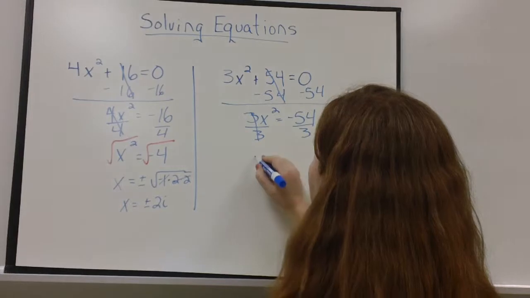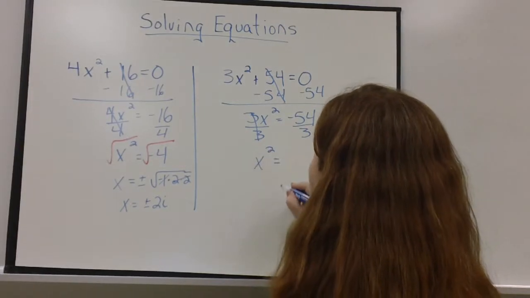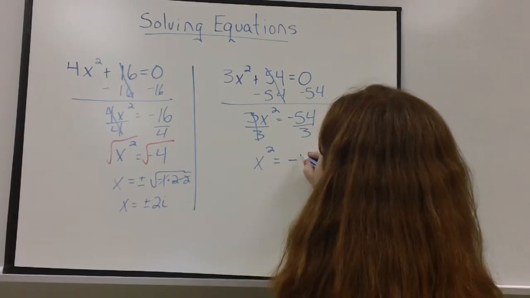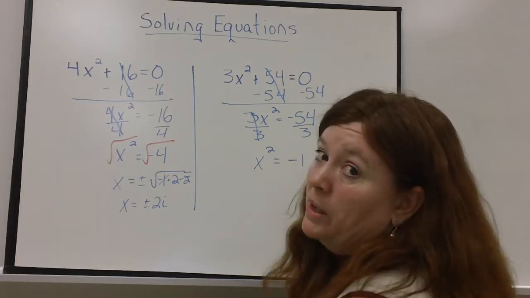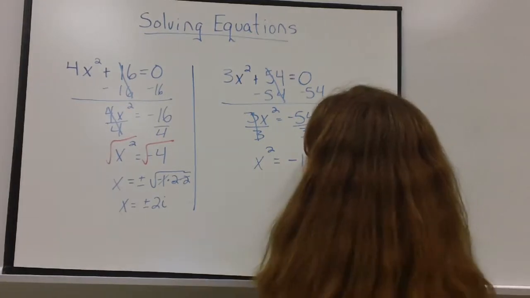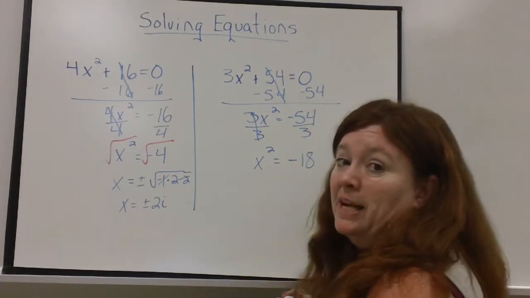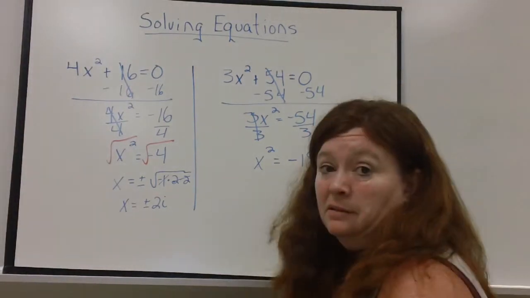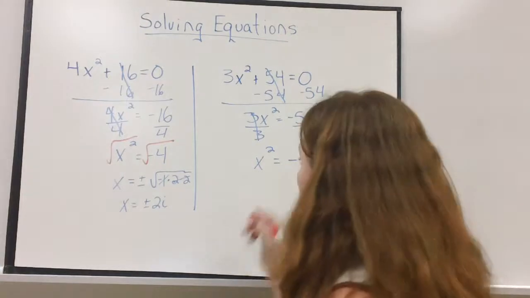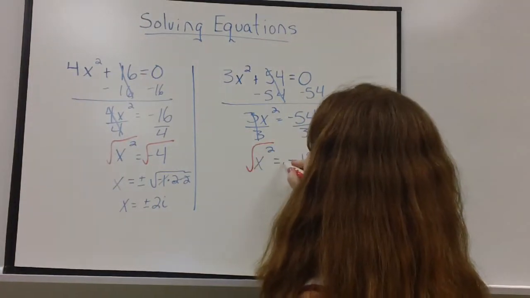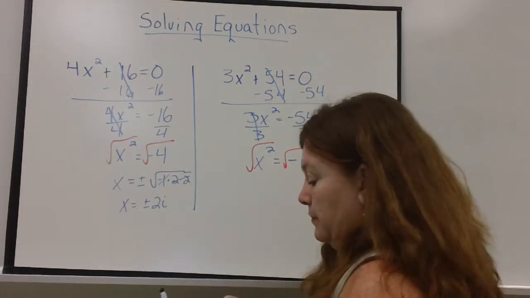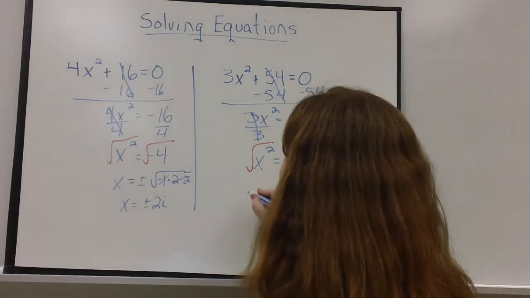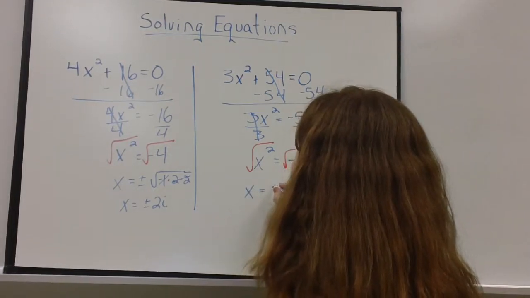Let's see what I have. X squared is equal to a negative, 3 goes into 5 one time, 3 goes into 24 8 times. X squared is a negative 18. All right? Again, to solve for x, not x squared, I'm going to have to take the square root of both sides. And when I do that, I have to remember that I have a plus or minus.